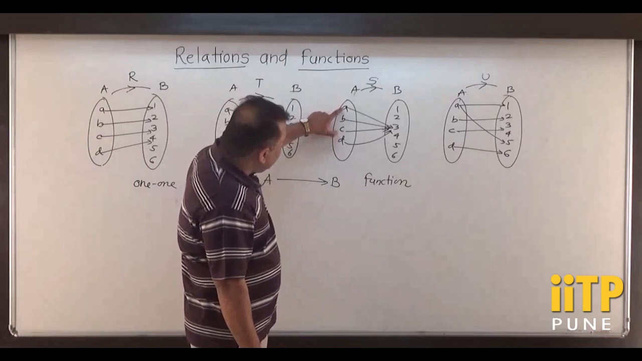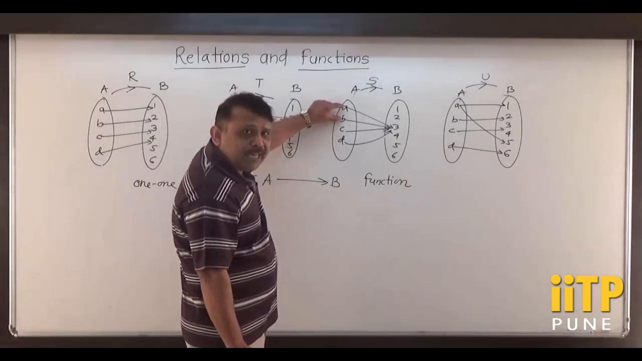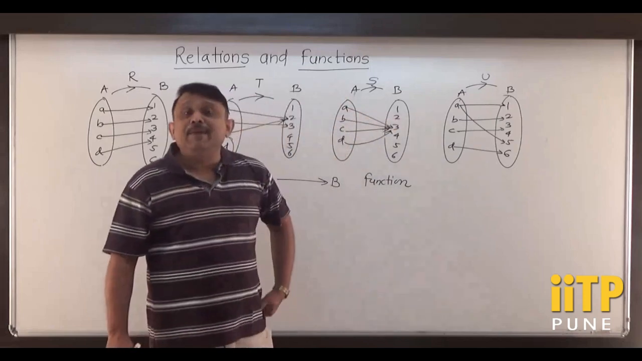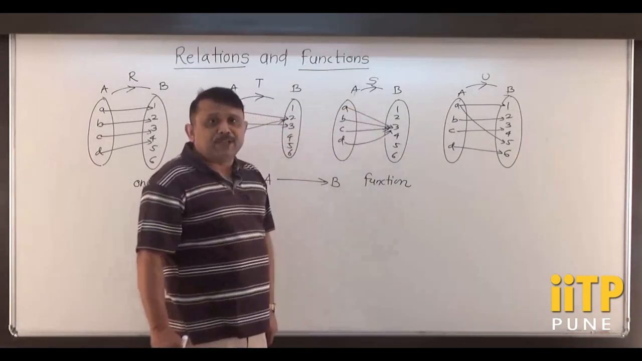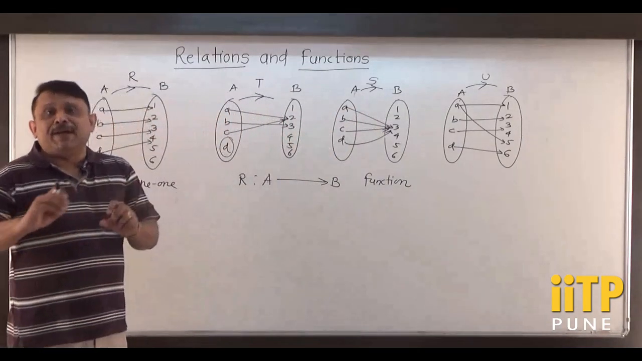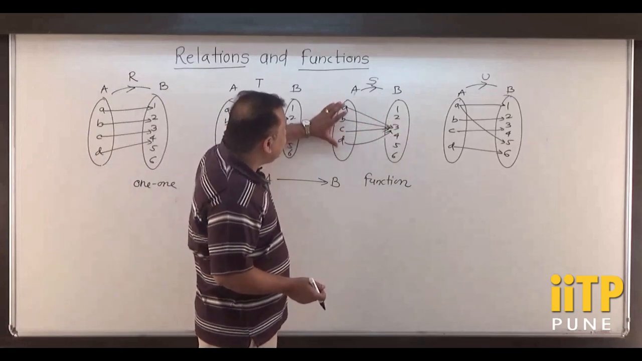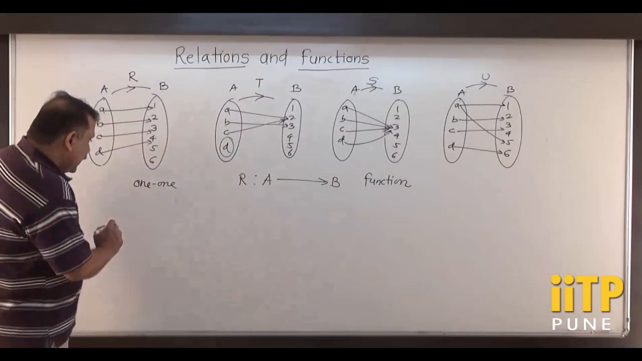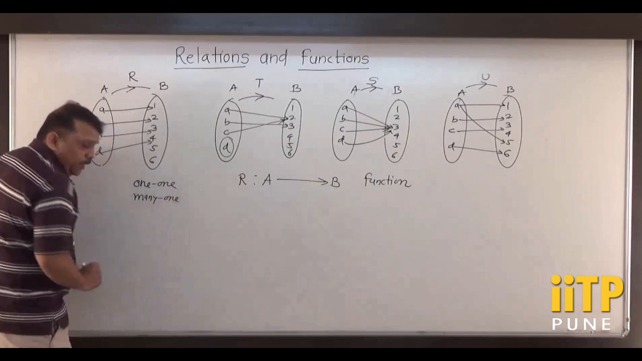Here we see that A, B, C, D: more than one element of capital A is related with what? The same element 3 of B. So such kind of relation is called what? Many one relation. So many are going to one place, just like that. So it is a many one relation. So the second relation is many one relation.